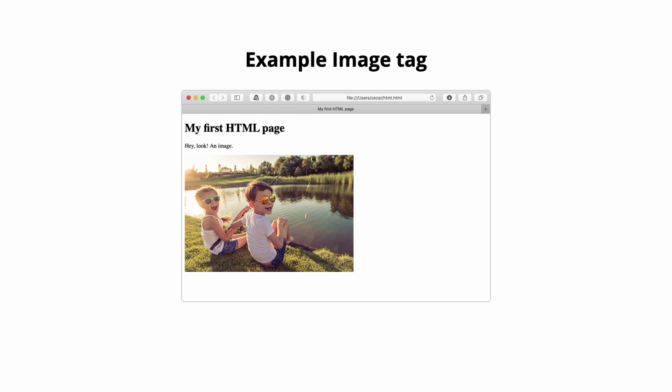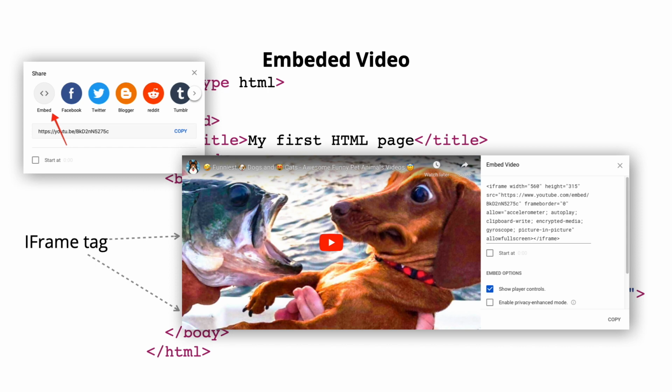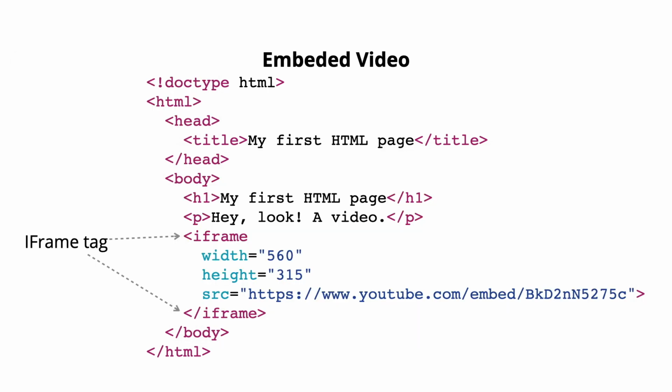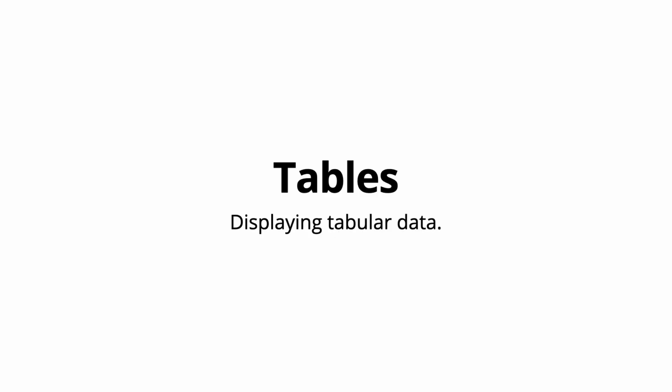Now let's look at something more interesting. Let's add a video to the page. That tag is called an iframe tag, and it's what YouTube gives you when you go to the Share and Embed section. Okay, so now let's look at what the YouTube video looks like when displayed on the page. That looks pretty cool. Next up are HTML tables.